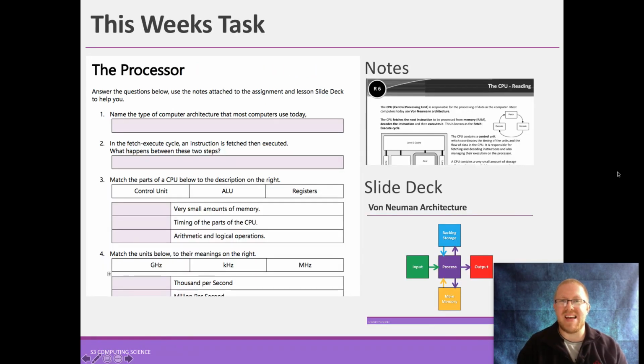The task for this week is similar in style to the one you had to complete last week. There is a Word document attached to the assignment with a series of questions that you need to answer, all about the processor. The answers to the majority of these questions will be in the slide deck that I have just gone through, so you might want to watch back this video or have a look at the attached PDF version. We also have a notes document that you might find useful.